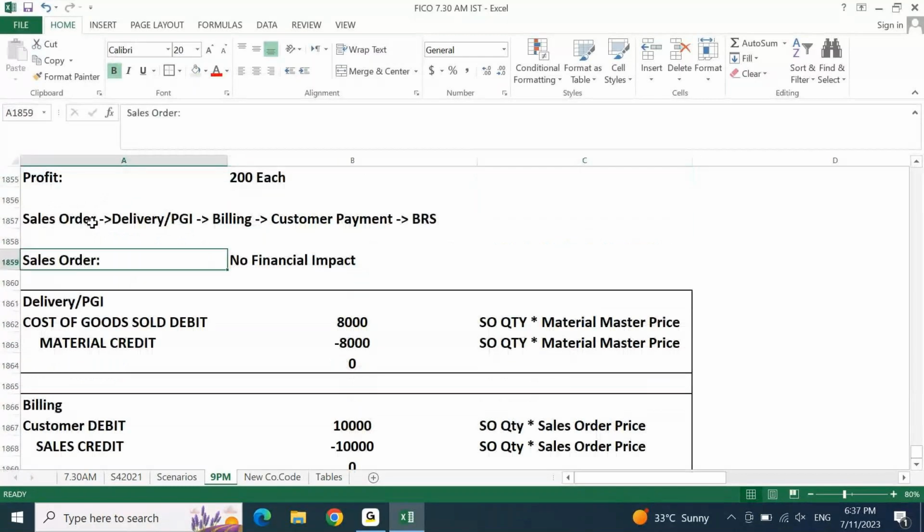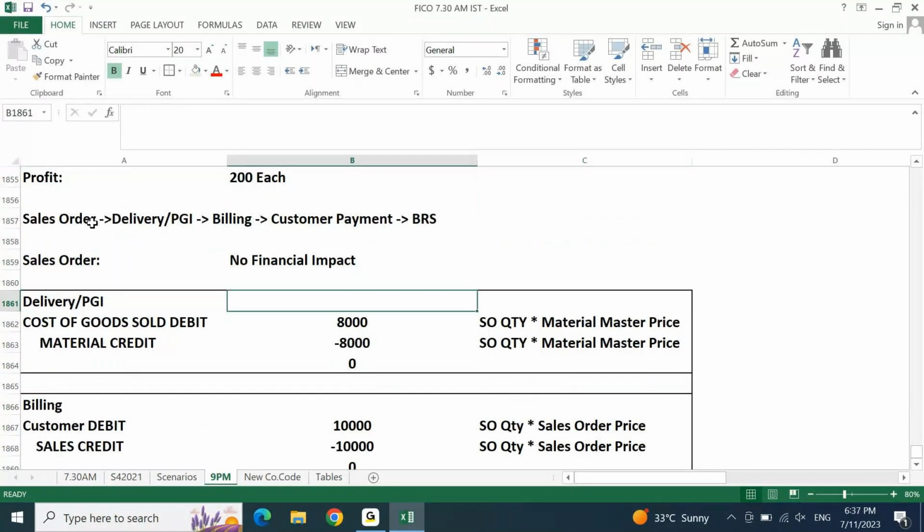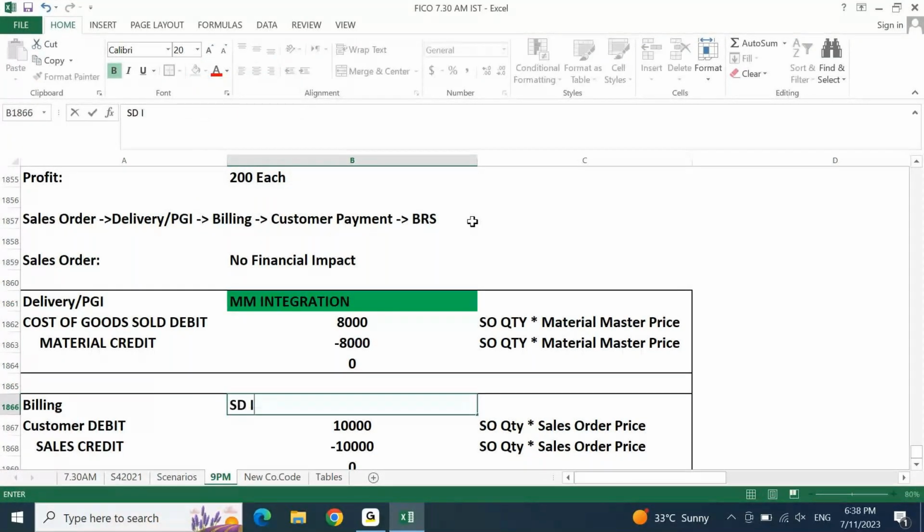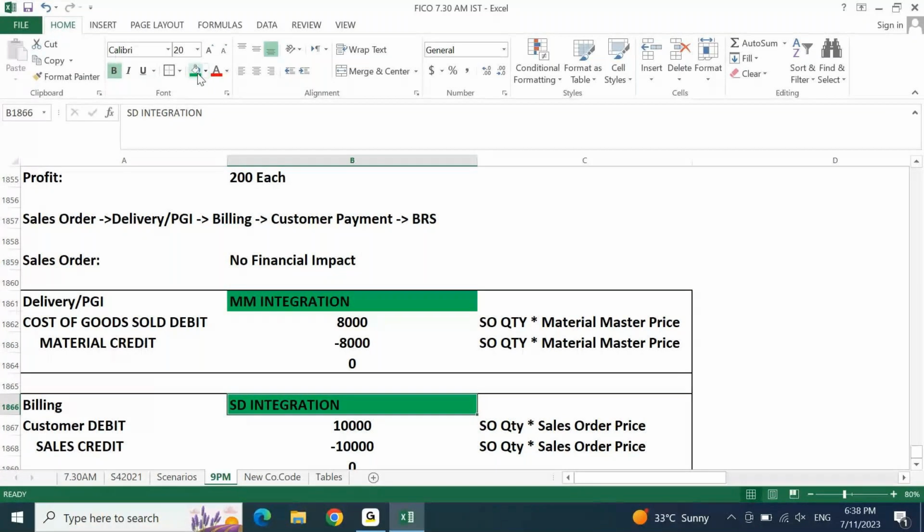In the FI-SD integration, delivery or PGI, I'll write this is MM-FI integration. Keep in mind, this is not SD integration. This is MM-FI integration. This is SD integration. So your delivery or PGI is always based on the MM-FI integration, not based on SD integration. If somebody is asking you tomorrow from where the PGI accounting entry is getting posted, your PGI accounting entry is posted based on MM-FI integration, not based on SD integration.